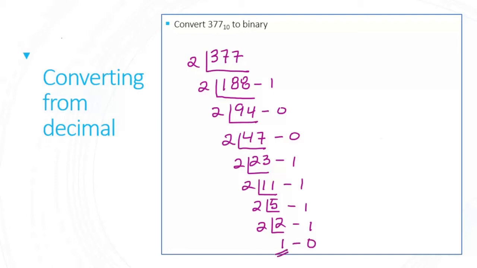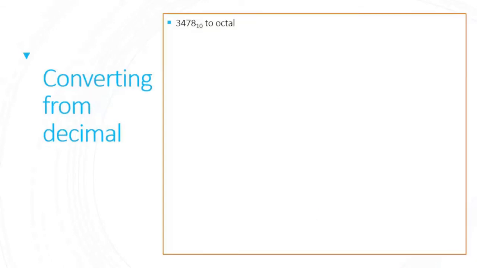Now that we've landed at 1, a number smaller than the base we're converting to, in this case a number less than 2, we stop. So our binary number is 101111001, just as it was before. We're using the same strategy, but a bit of a shorthand to keep track of what we're doing. We can use the same method when we're starting in decimal to convert to any other base.